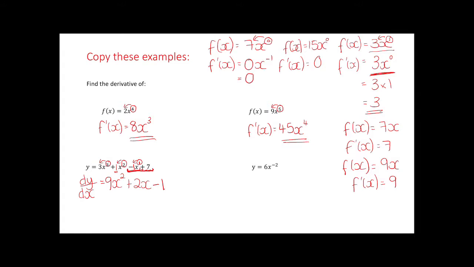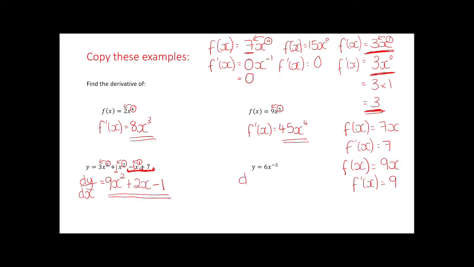So what we need to remember is that if you've got a number term on its own where the x to the power of 0 isn't shown, you just end up with 0, it disappears. If you've got a number and an x on its own, you're left with just a number. If you've got a number on its own, it disappears. So this here would be your final answer for this question. So 9x squared plus 2x minus 1.